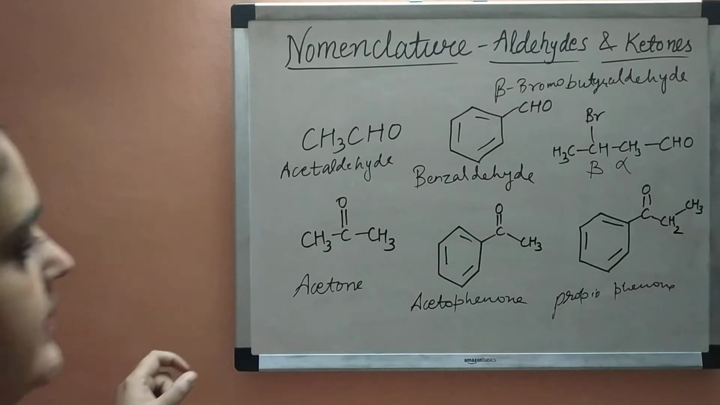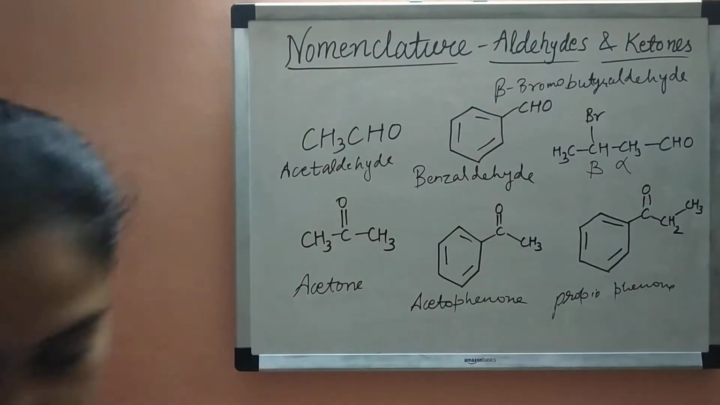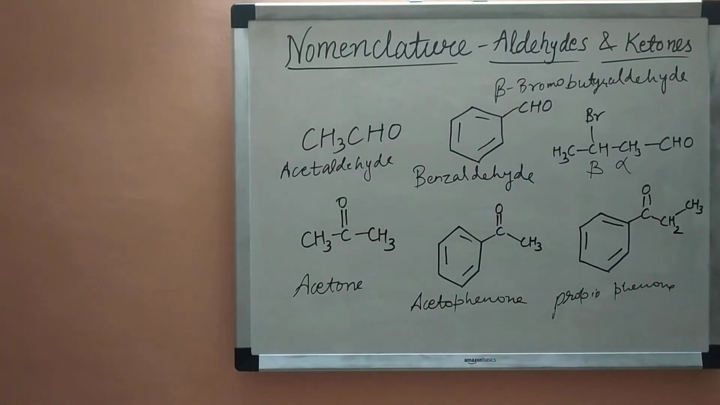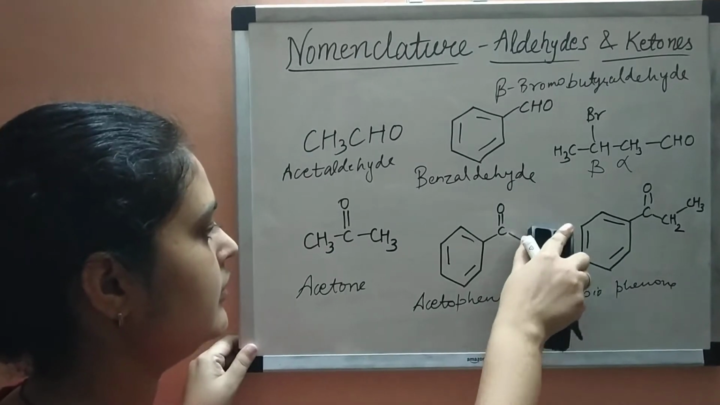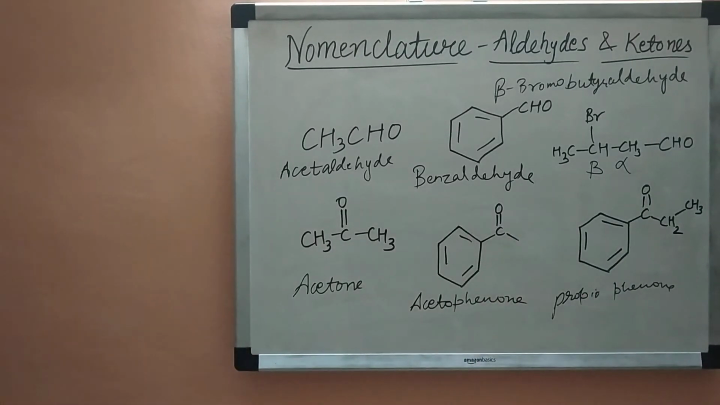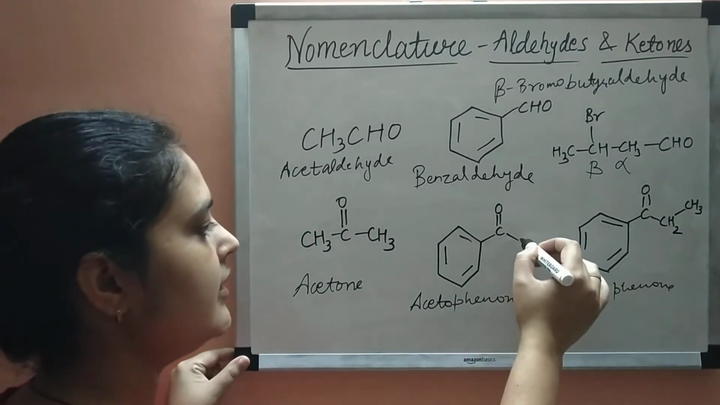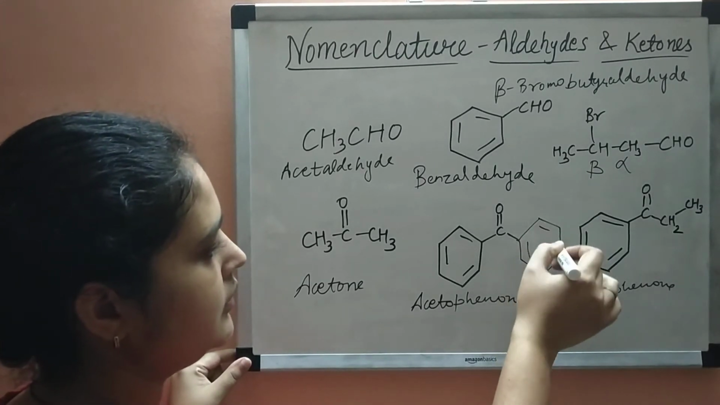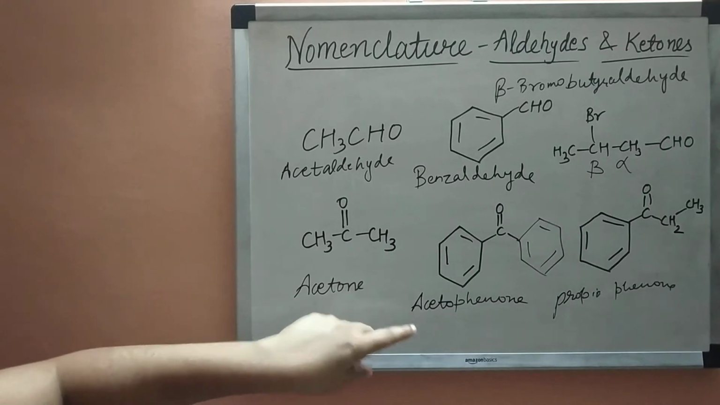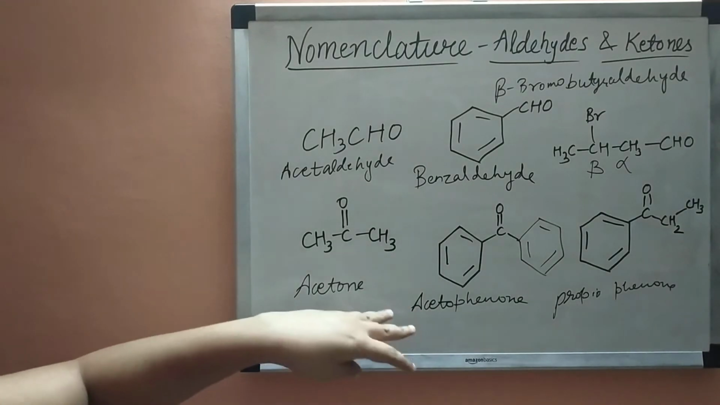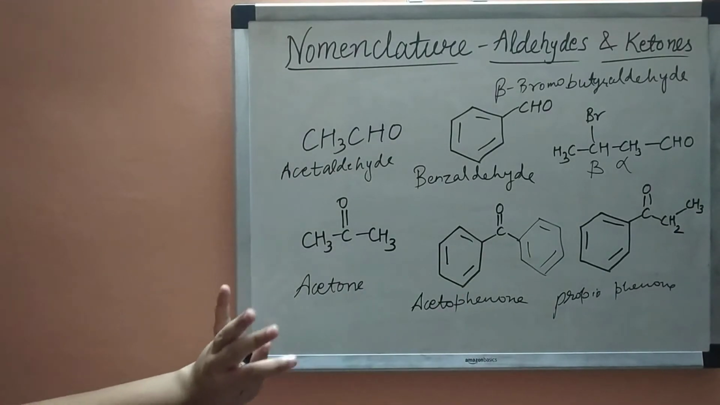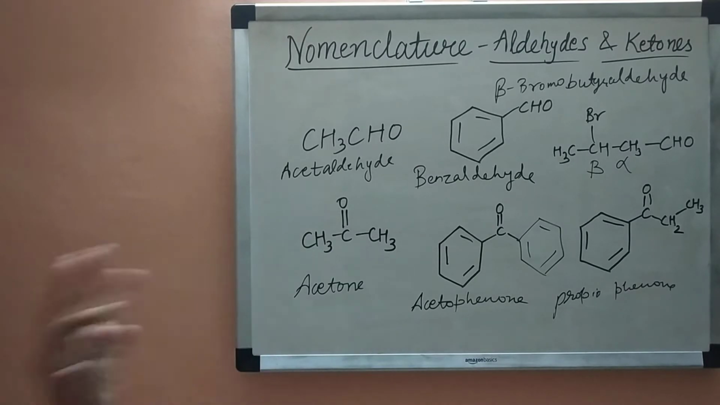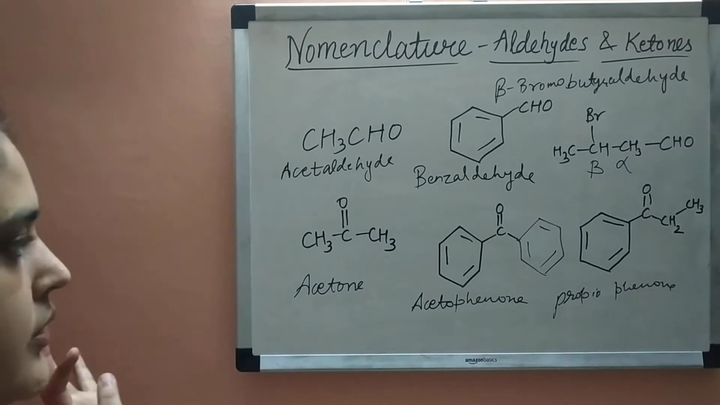If there is a benzene ring on both sides, for example here, then what will be its name? The common name will be benzophenone. So likewise, this is the common nomenclature for aldehydes and ketones.